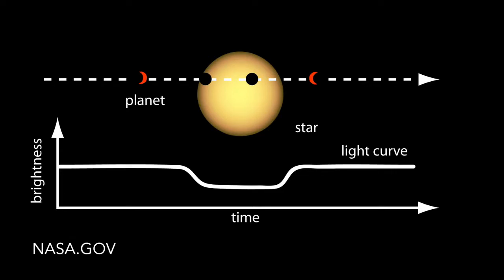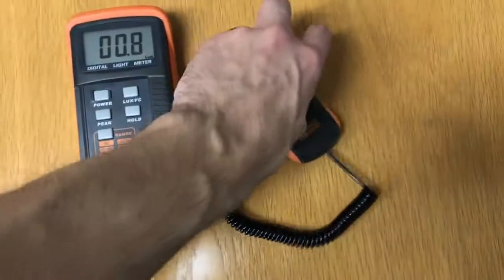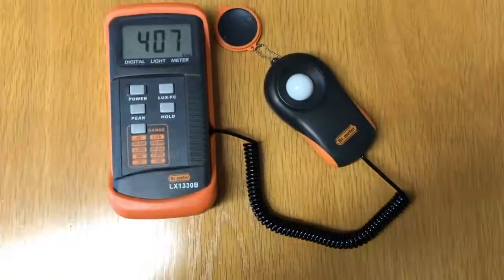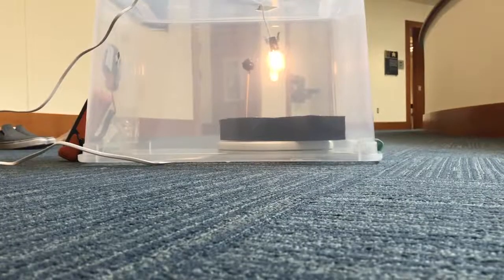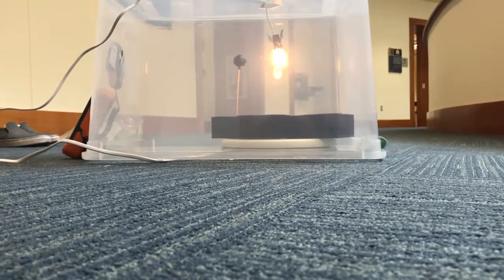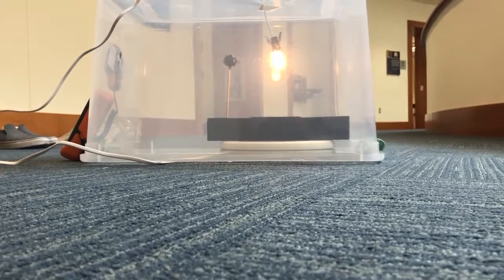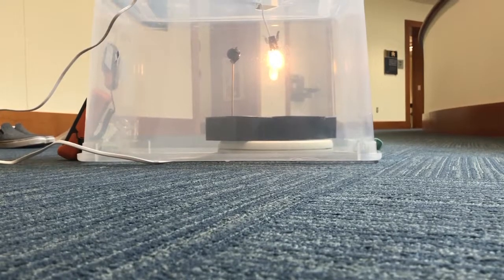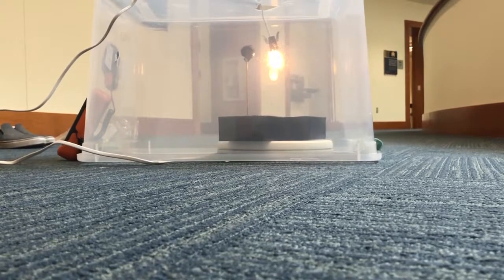In this demo, we use a luxometer, or a fancy light sensor, to detect how much light is coming from our star, in this case a light bulb, when our planet, in this case a styrofoam ball, passes in front of it. So from this angle, you can see as the planet orbits the star, it starts to block some of the light right as it passes in front of the star.